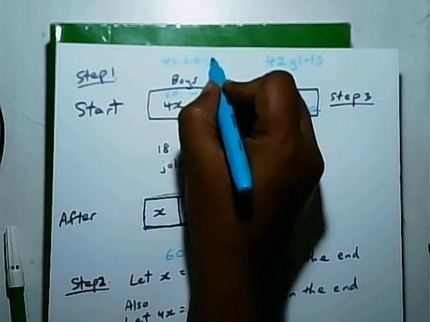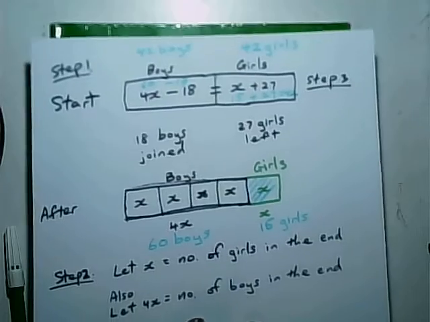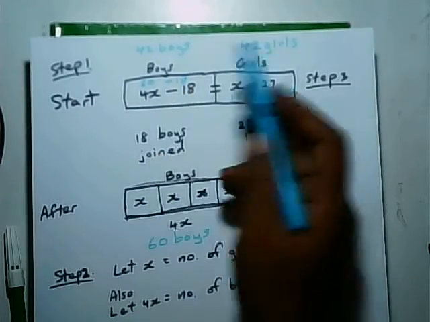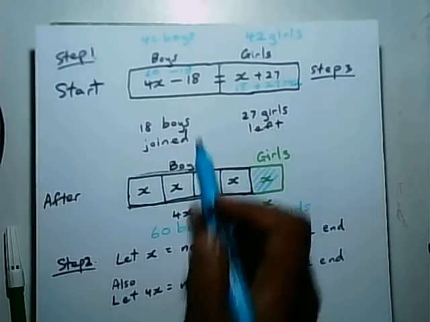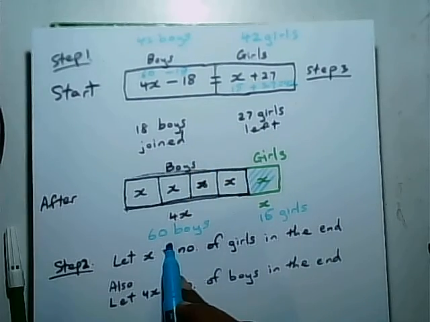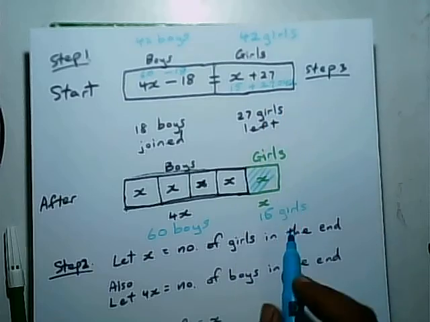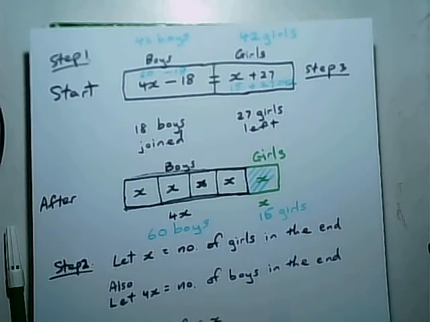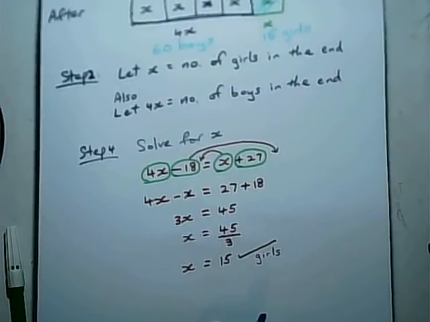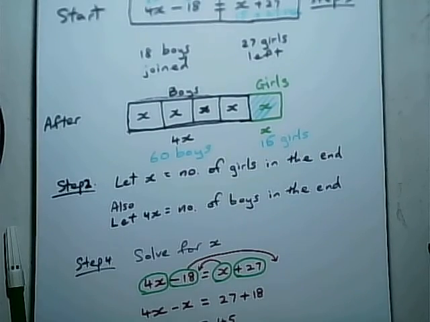So we know that our answer is correct because it works out. 42 boys at the start, 42 girls at the start. 18 joined, so you get 60 boys. 27 left from the 42, leaving you with only 15 girls. Answer is correct for sure. Okay.